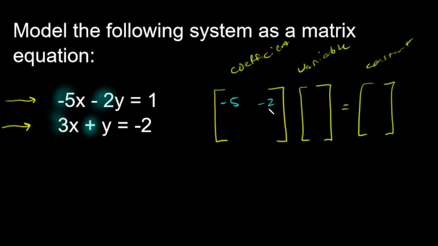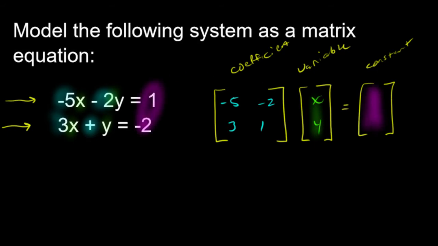-5, -2, 3, and 1. Then the variable matrix has variables in it, and that's x and y in that order. And so you get x and y, obviously. And finally, the constant matrix has the constants in it, and that is the answers, 1 and -2.